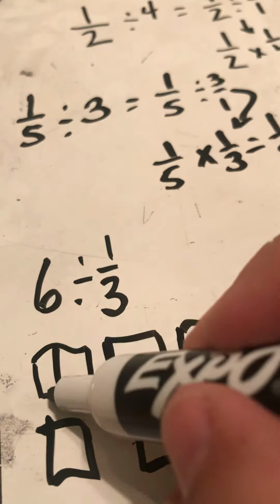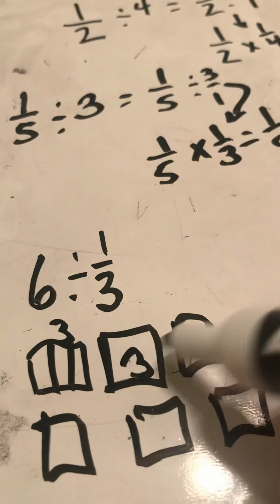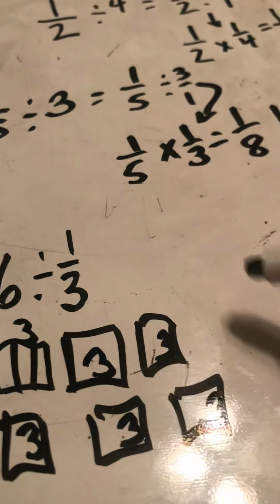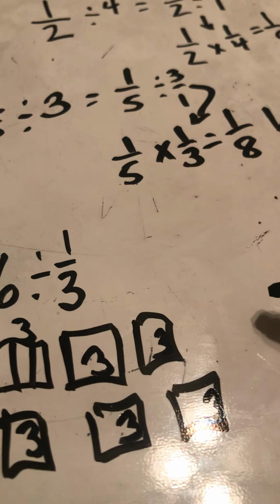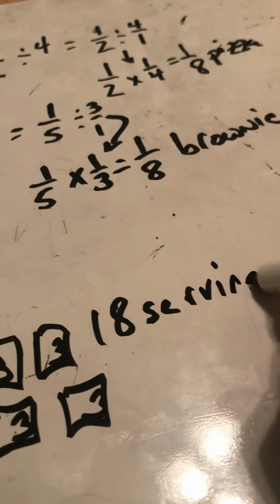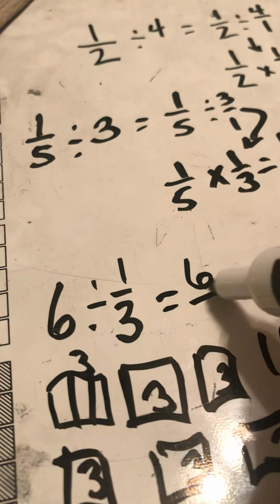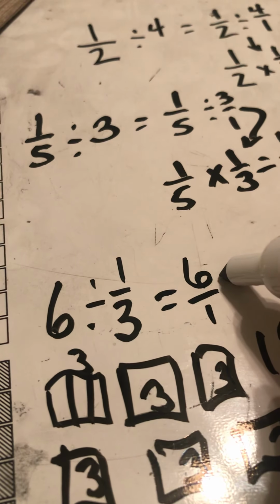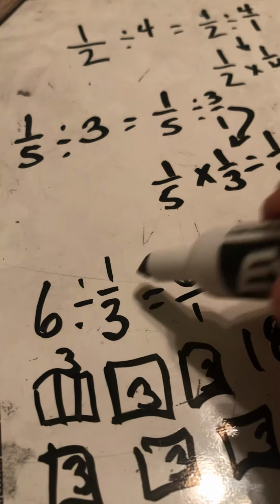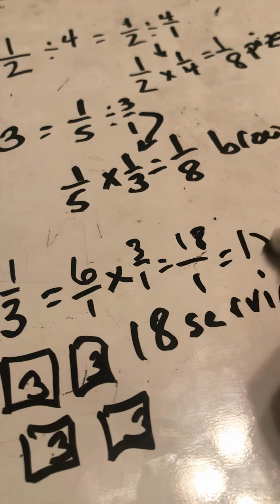So if we're going to break this, there's 3 here. 3, 3, 3, 3. So we have 3, 6, 9, 12, 15, 18 servings. So we would put 6/1 here just to show you how to do that. Right? And we would put our times, and then this is going to flip to 3/1. So we get 18/1, which is 18.